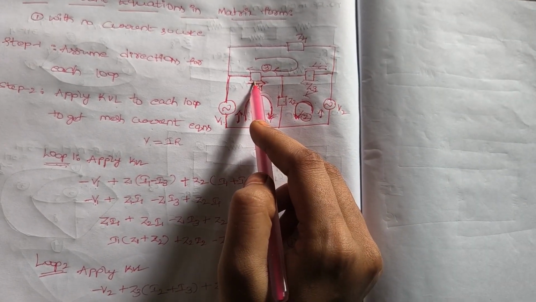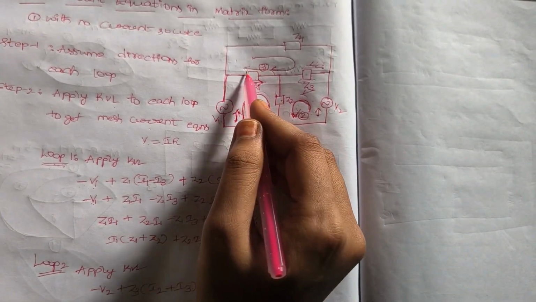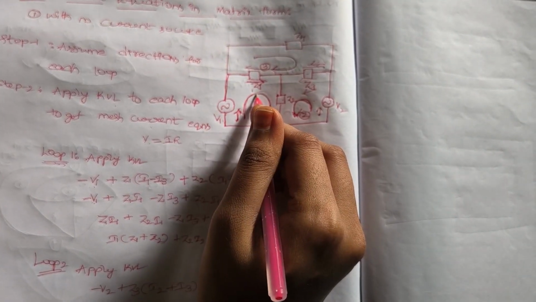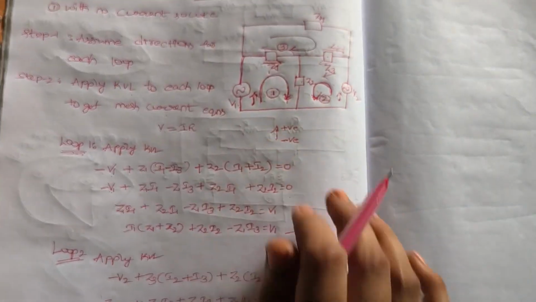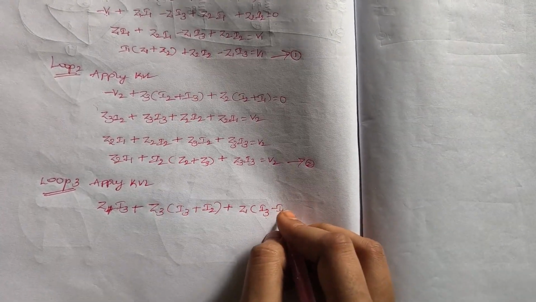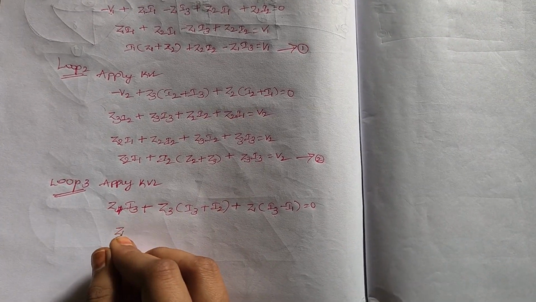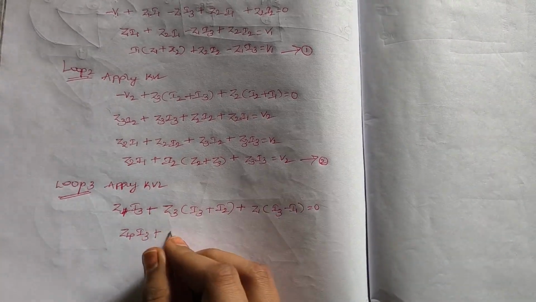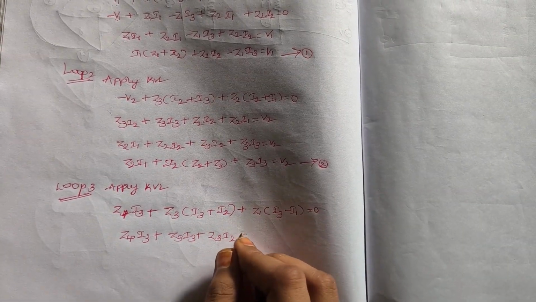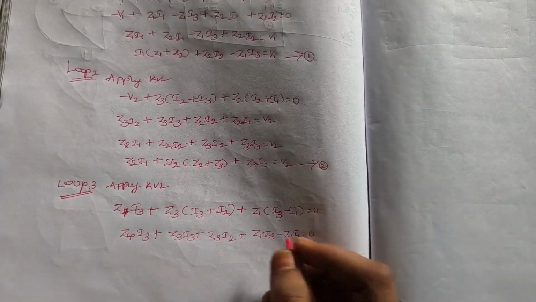The Z1 element is the interconnection between loop 3 and loop 1. Here the loop 3 current is traveling towards the left side and I1 is traveling towards the right side. So the I1 current direction is opposite to the I3. So we have to write minus for this I1 current, minus I1 equals to 0. So we have Z4 I3 plus Z3 I3 plus Z3 I2 plus Z1 I3 minus Z1 I1 equals to 0.